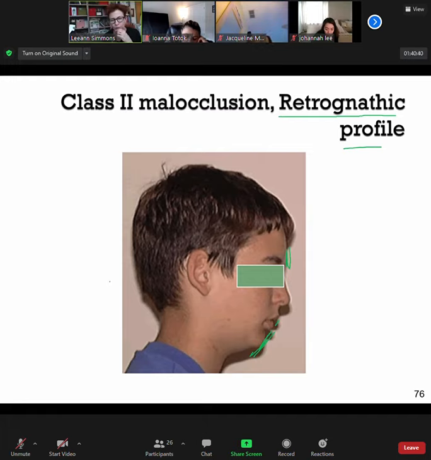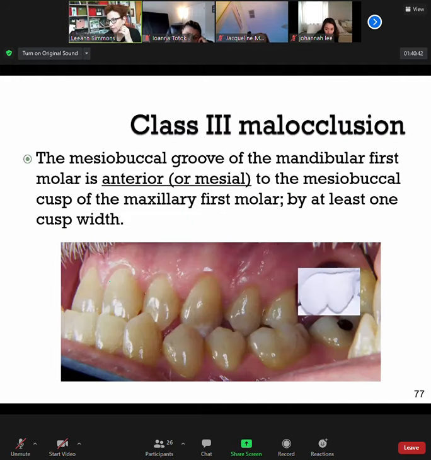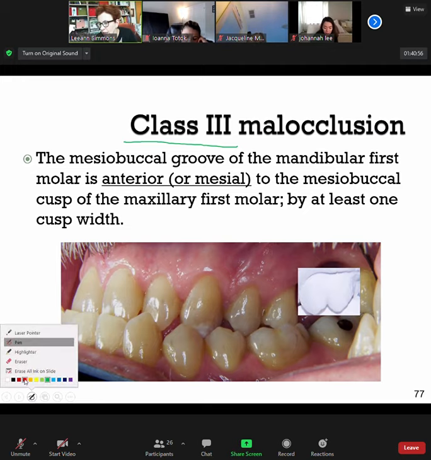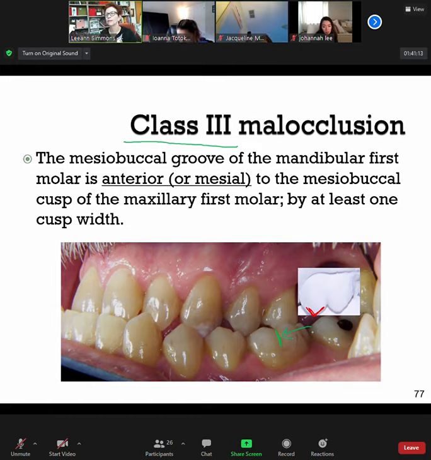Okay. I put a little tooth here because this is a perfect class 3 malocclusion case, but I don't have a molar for him, so I don't have a good class 3 occlusion picture. So again, if I look at the maxillary cusp, there it is, and then my mandibular groove, and it is way mesial to that cusp. So this patient has a mesio-occlusion, and it is a class 3.